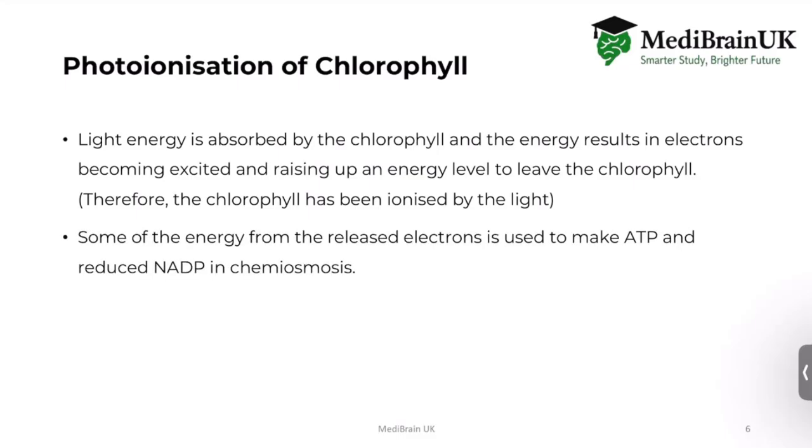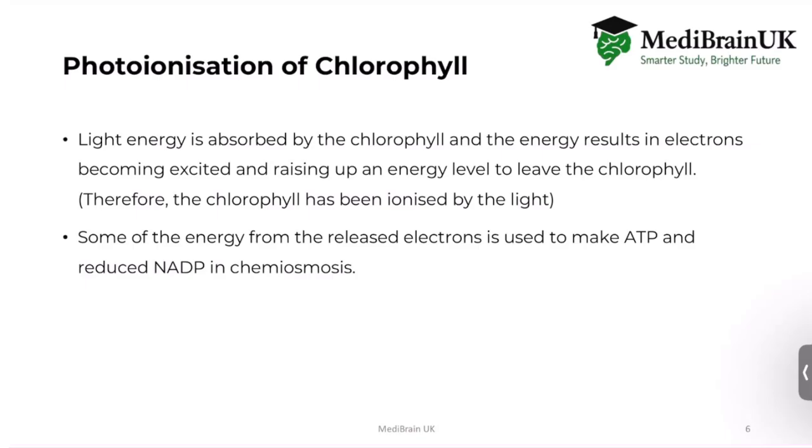Okay, and then the energy which has come from the release of electrons can be used to make ATP and more NADPH in the next stage of the light dependent reaction, which we're going to look at in a minute. So those are the first two stages of photosynthesis. Remember, photosynthesis is split into two stages. The first stage is the light dependent reaction. The second stage is the light independent reaction. The light dependent reaction requires the light. The light independent reaction doesn't require light. It requires carbon dioxide.